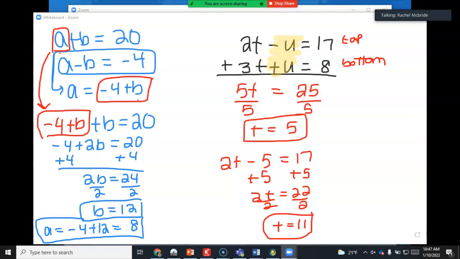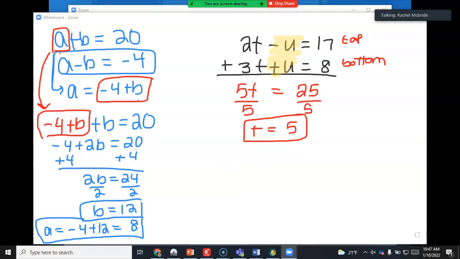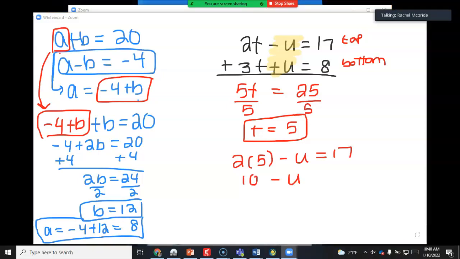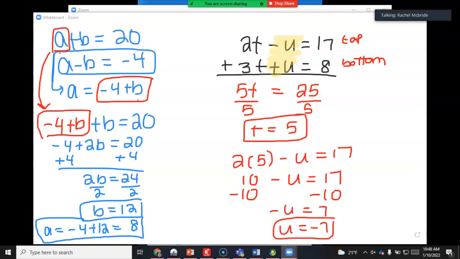Sorry. What? So, did 5 go into the u? Yeah, it shouldn't have. Sorry. 5 was t. I solved for t again. 2 times 5 minus u equals 17. 2 times 5 is 10. 10 minus u is 17. Subtract 10 from both sides, and you get negative u equals 7, or u is equal to negative 7.